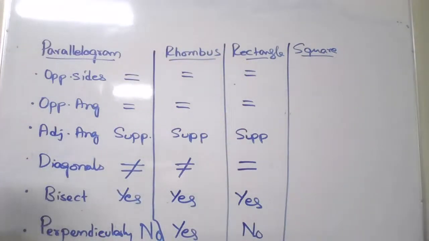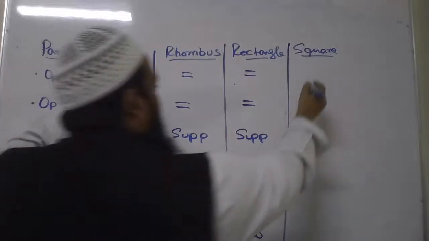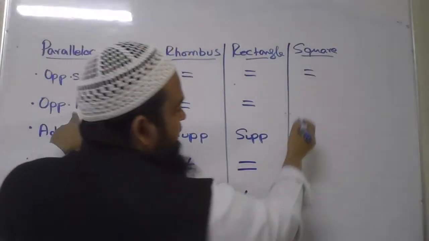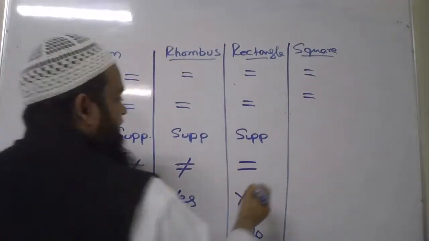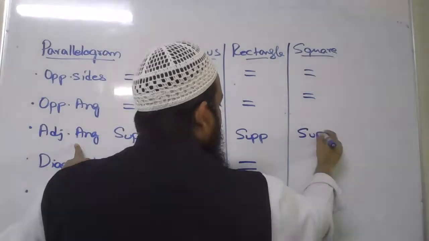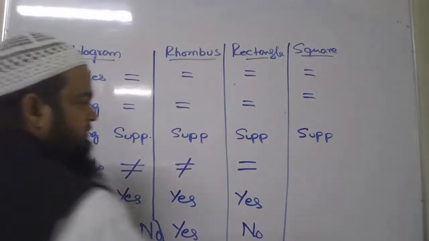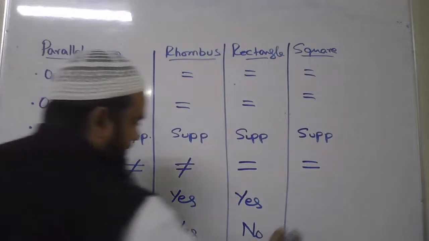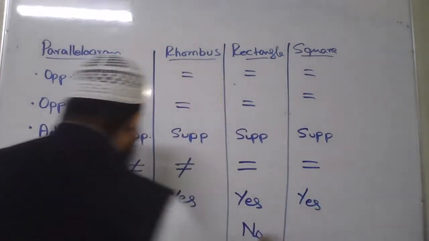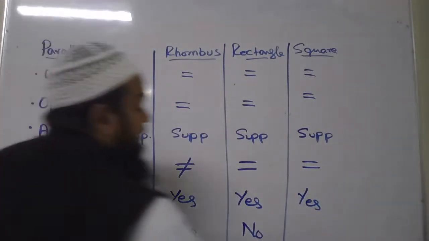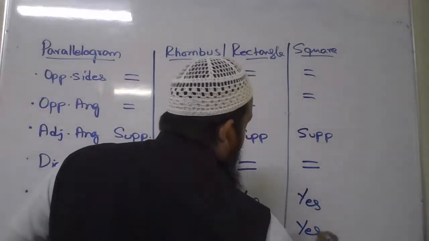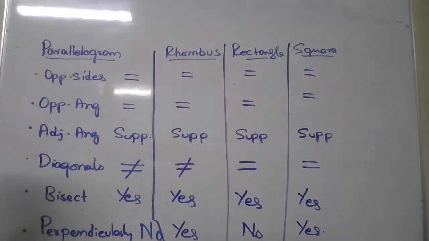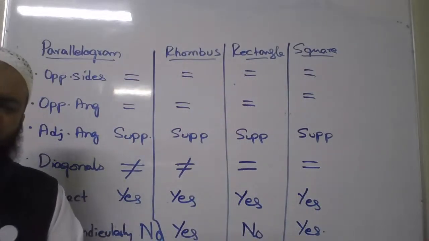Okay, let us go for square. Yes, opposite sides equal. Opposite angles also equal. Adjacent angles supplementary. Yes. And diagonals, they are equal. They bisect. Yes, they bisect. And perpendicular. Yes, they are perpendicular. Understood or not? I'll explain you.